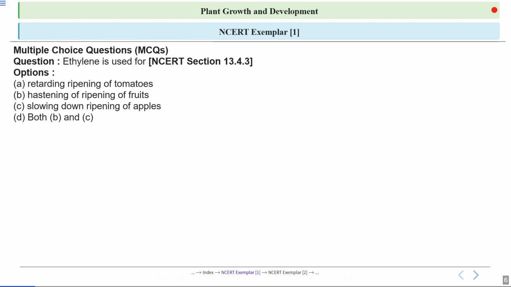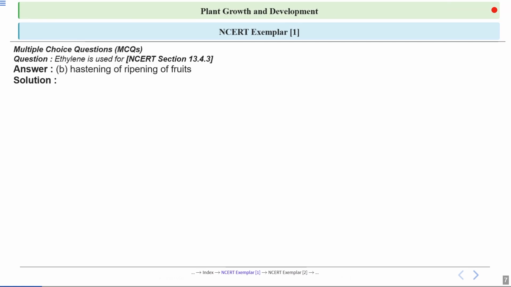Let us see the answer to this question. So the correct answer is option B. Ethylene is used for hastening of ripening of fruits. Ethylene is a crucial plant hormone, and we will explore some specific functions of it in the ripening of fruits.